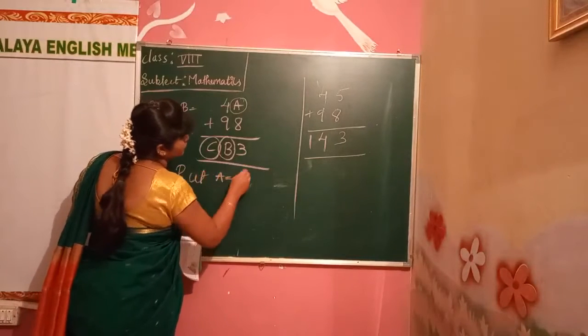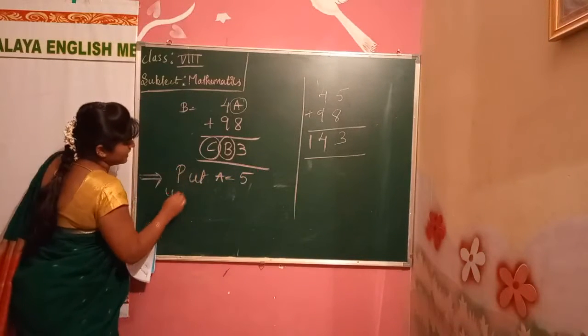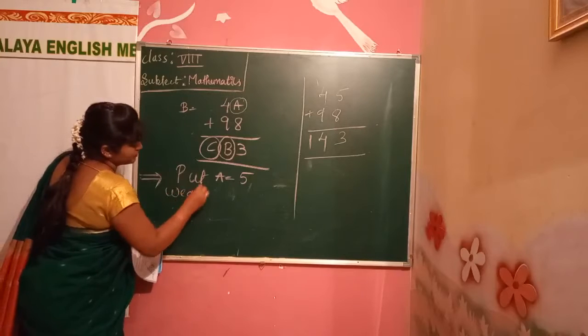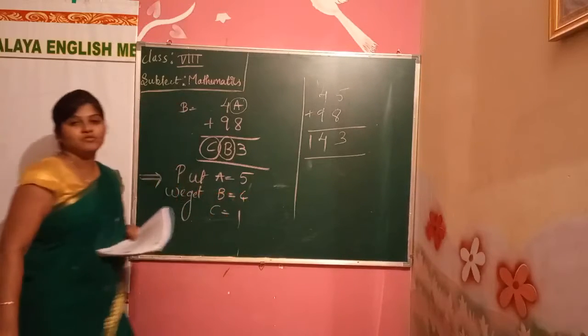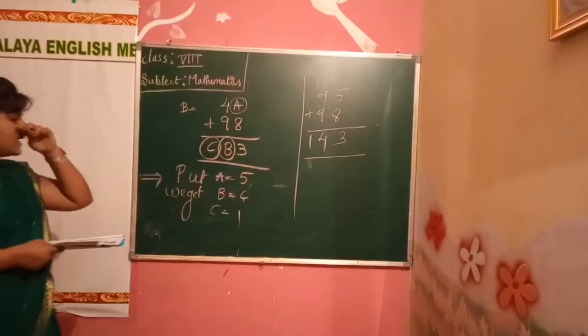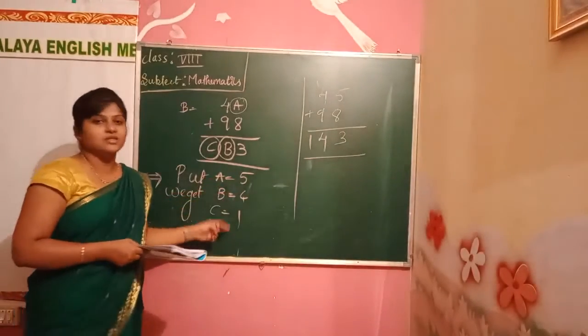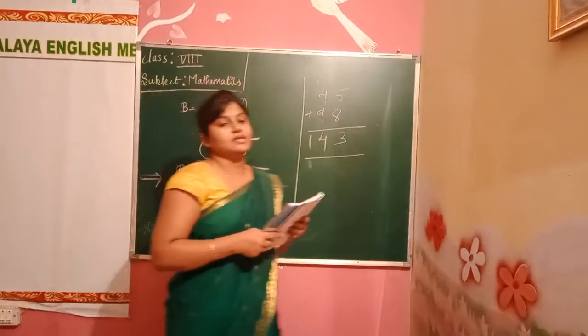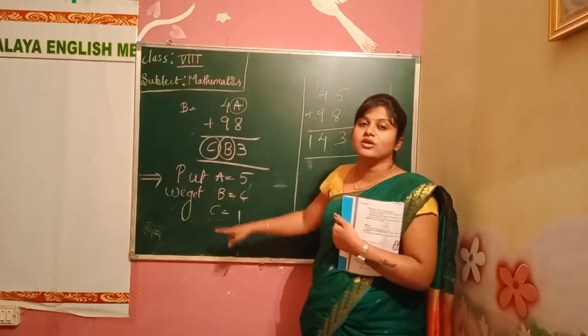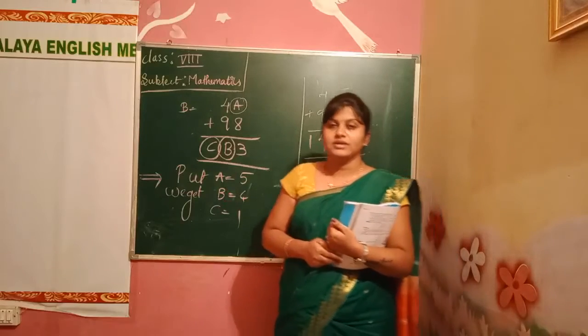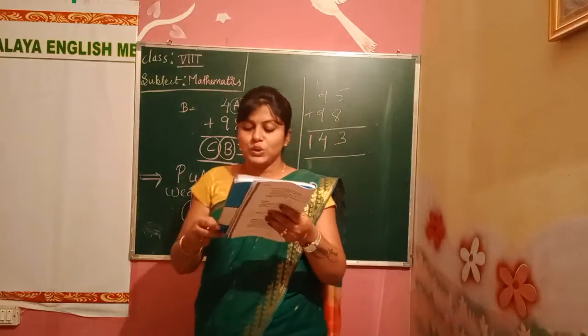a is equals to 5. We get b is equals to 4, c is equals to 1. Okay, yes, we got all the three values now. Only putting a value, we got the remaining two answers. Yes, we got remaining two answers.